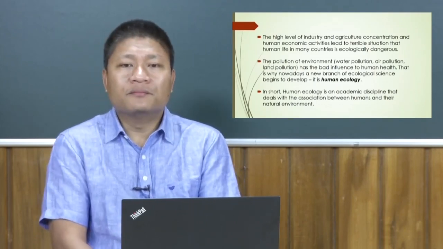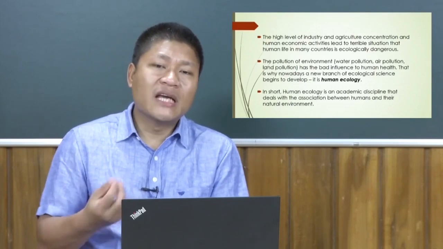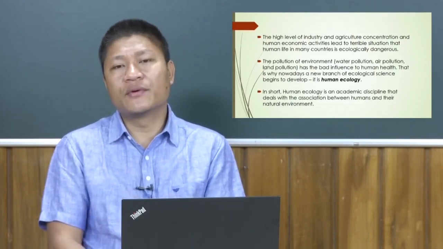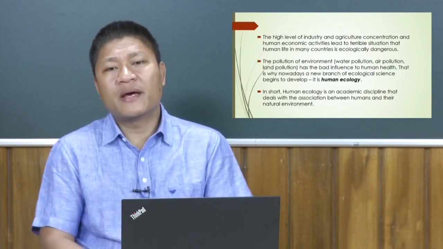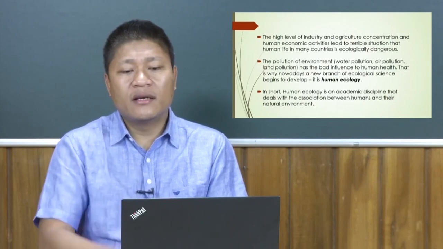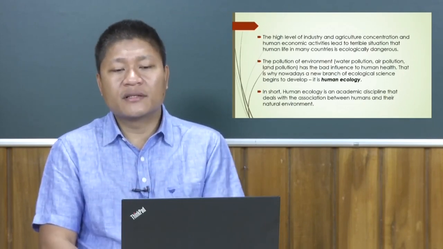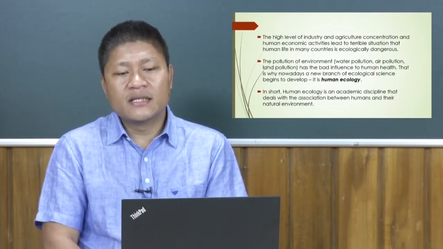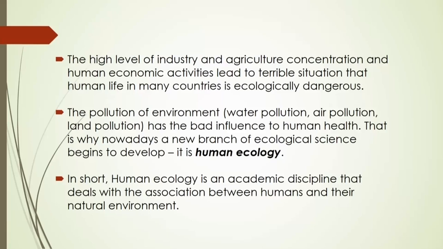ecosystem. Now, continuing from this, the increasing number of industries and the establishment of agriculture, mostly concentrated near the cities, has in a way led to a terrible situation where human life seems to be posing a threat, and ecologically it has come to be seen that we have reached a point of danger.